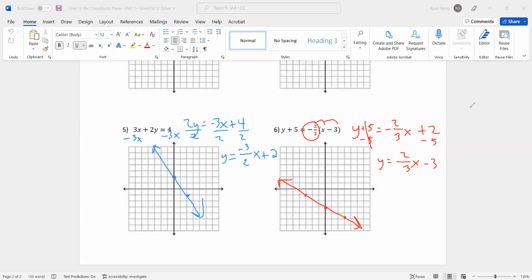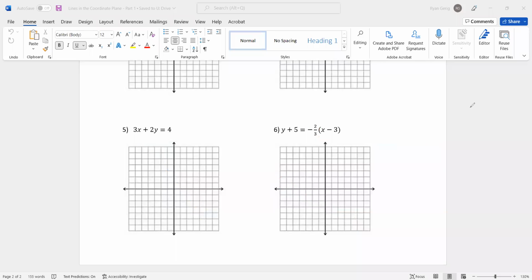Okay. Again, nothing here should have been new. But if you have any questions, make sure you're asking in class because we are going to build on this with the next lesson.